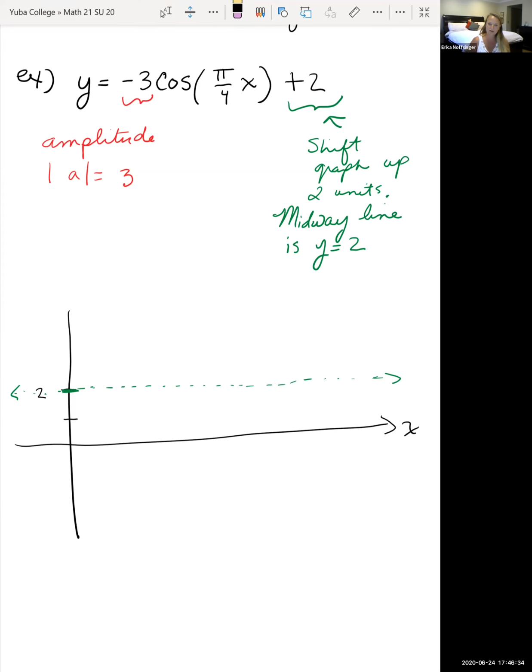So if our amplitude is 3, that means we go up 3 from that line and we go down 3 from that line. So if I go up 3 from 2, that's going to give me 5 as my max. From here, because of my shift, the maximum value I'm going to get is 5. And the minimum value that we get, so if the midway line is at 2 and I subtract 3 from that y value of 2, I get back -1.